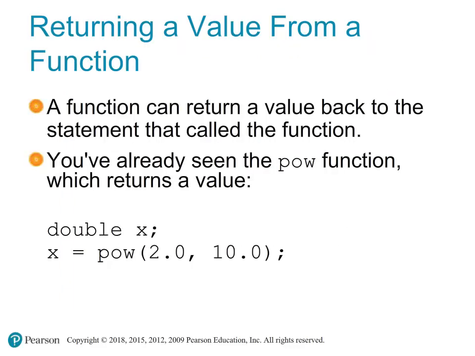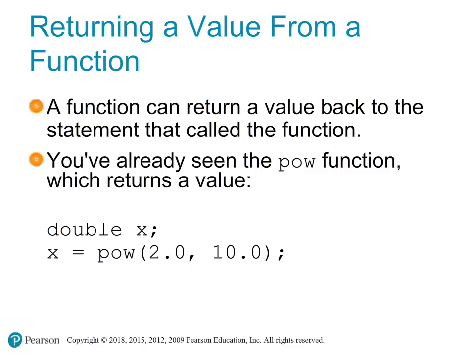A function can be designed to return a value of a specific type, which can then be stored in a variable or used in further calculations. We have double x = pow(2.0, 10.0). Here, the pow function returns a value that is stored in the variable x.